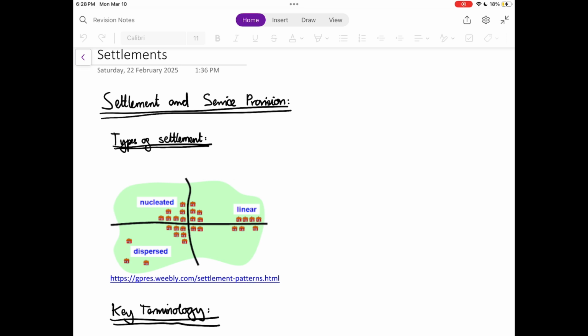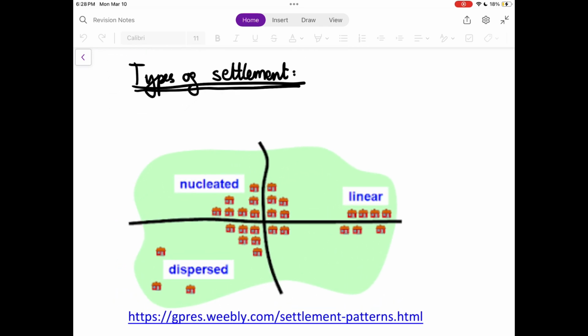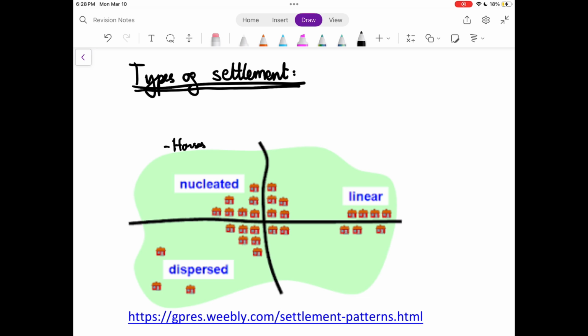So the first subtopic we're going to look at is settlements and service provision, and one of the things you need to know in this topic are the types of settlements that exist. So the first one is nucleated settlements, and this is where houses and buildings are clustered around a central feature. This central feature can be a range of things. It could be a junction of a road like you can see in this diagram here, and it can also be like a church, a market, a port, or anything else that is of significance in the settlement.